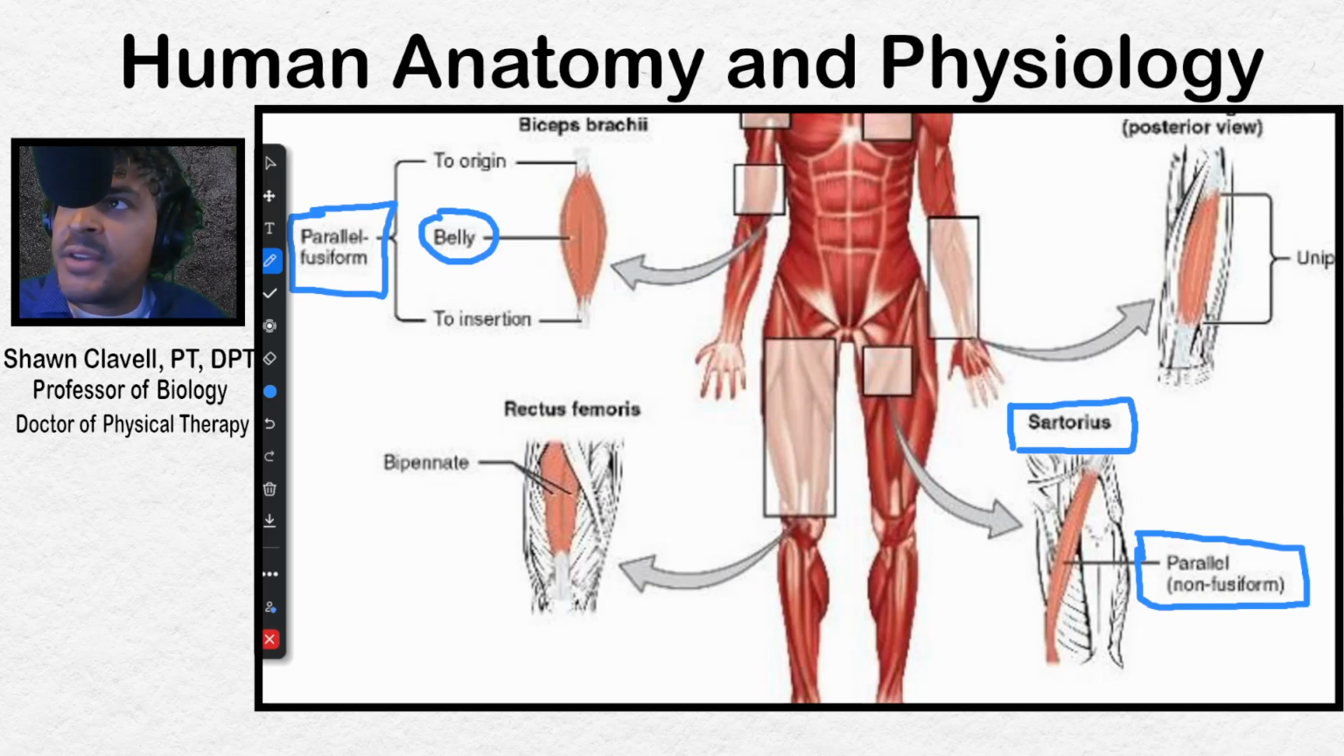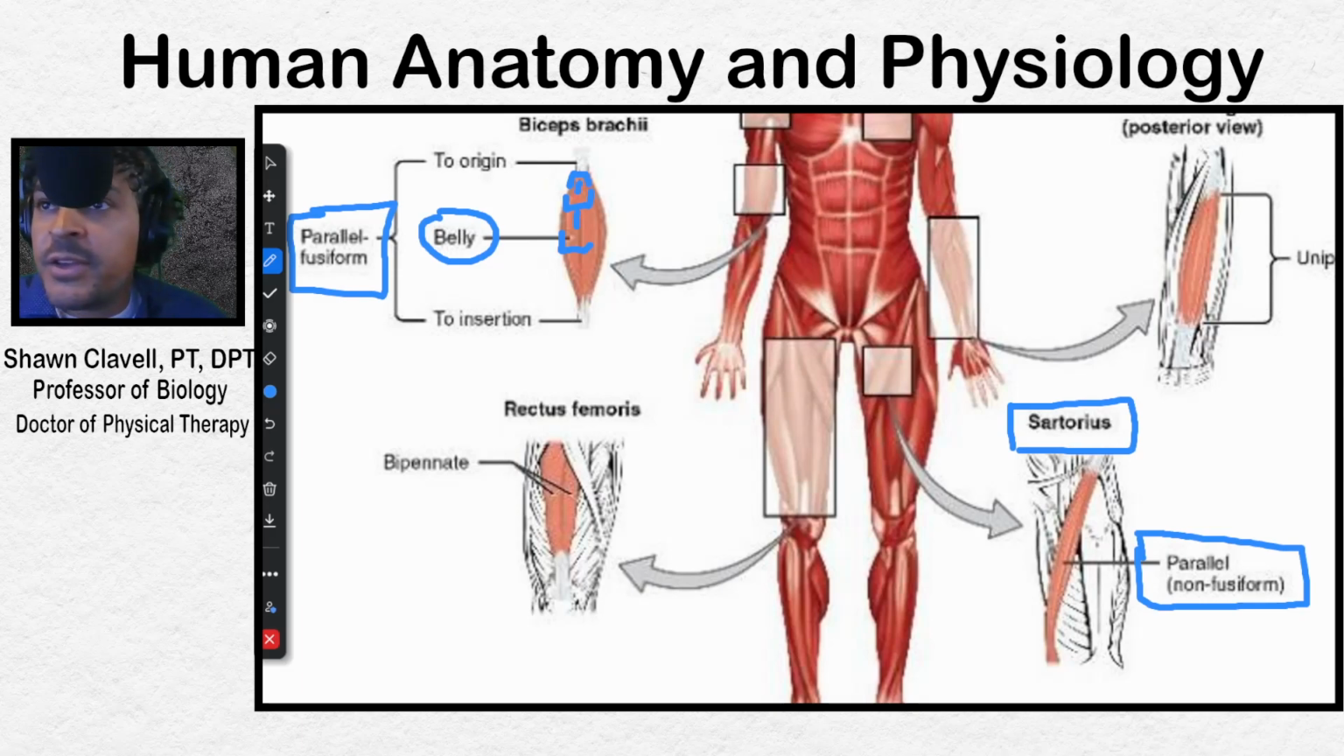So imagine the sarcomeres running in a parallel pattern where they all run down the length, whereas what we'll see in some of these other muscles called pennate muscles, they travel a much shorter distance. So muscles that are parallel demonstrate speed. They also demonstrate a greater range of motion versus the pennate muscles.